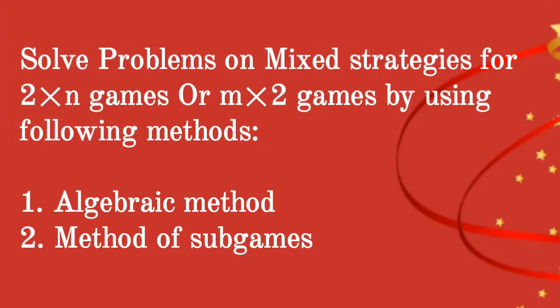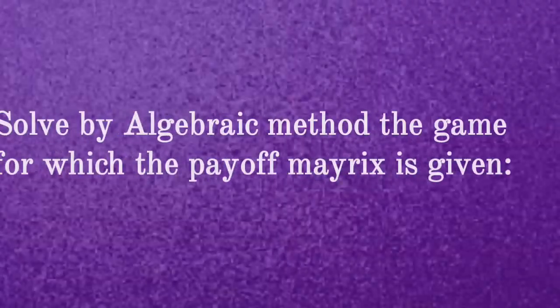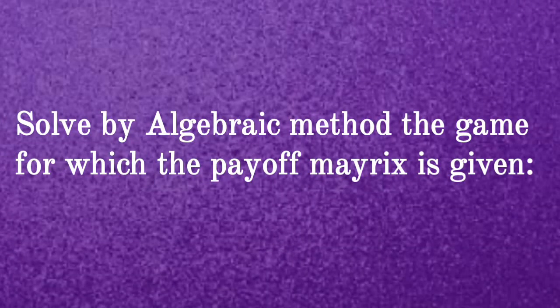Solve problems on mixed strategies for 2 by n games or m by 2 games by using the following methods. First, the algebraic method. Second, the method of subgames. We will read the first question. Solve by the algebraic method the game for which the payoff matrix is given in the table.